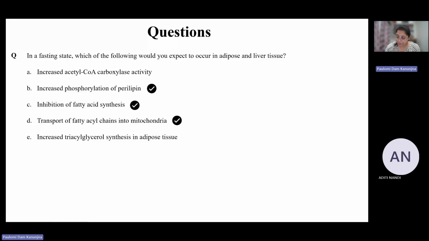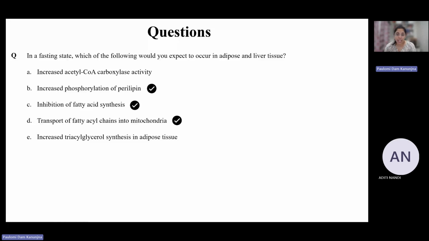And the second one is correct, because you have phosphorylation of perilipin, then you have mobilization of the stored fat. Third is again correct, because synthesis is inhibited. Fourth is transport of fatty acid chains into mitochondria, where your oxidation will take place. That's correct. Fifth is again incorrect, because it says there is increased TAG synthesis. Again, there is no synthesis here, right?